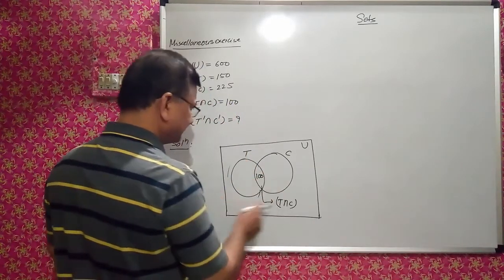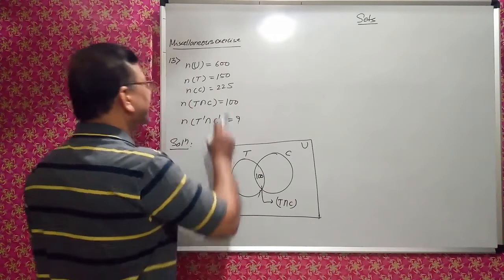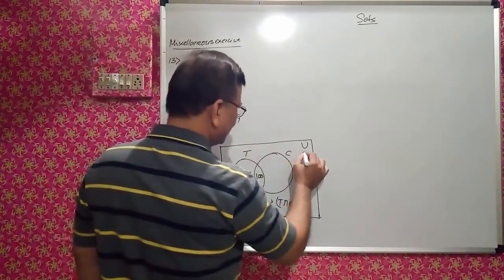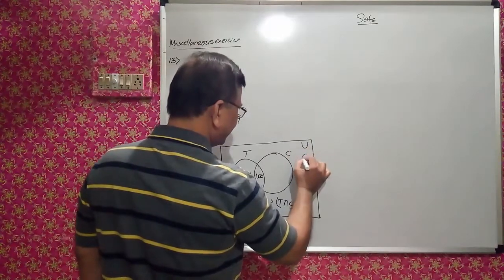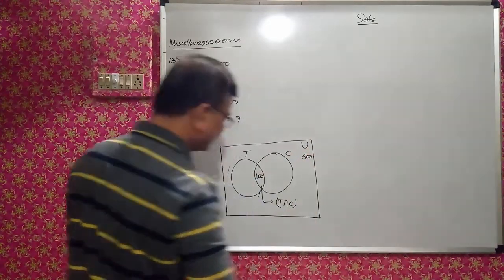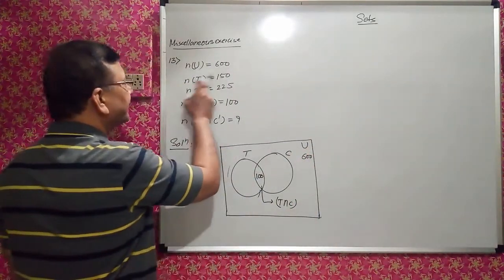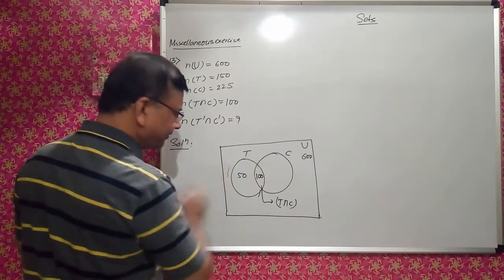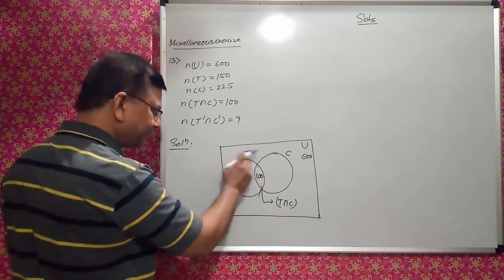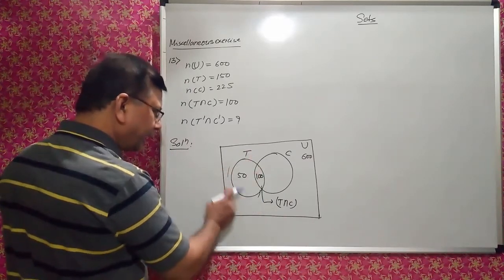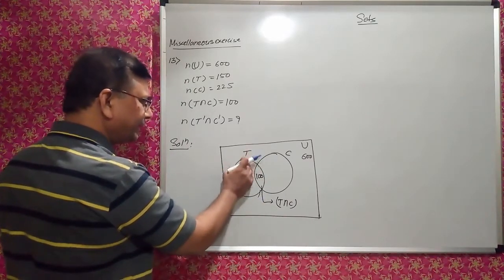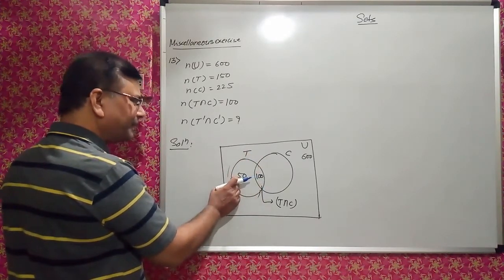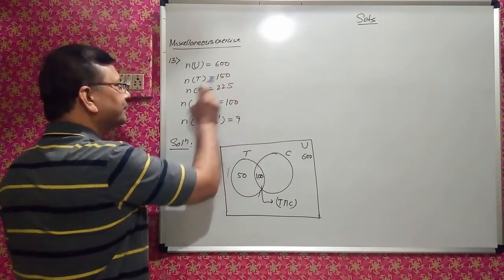100 are there in this area, and N(U) is 600. So total here 600 students are there. In T, N(T) is 150. So 100 are here in this area, only 50 are there. 100 plus 50 is the total number of students taking T, meaning inside this circle 100 plus 50, that is 150.